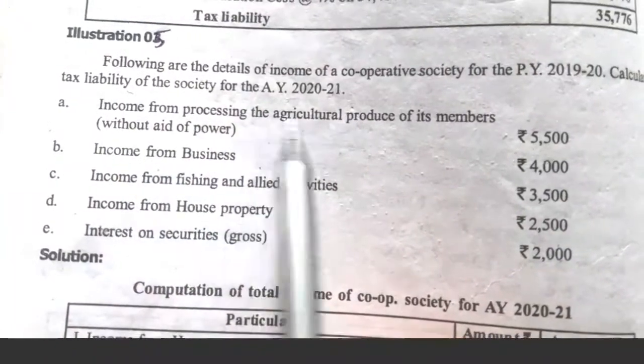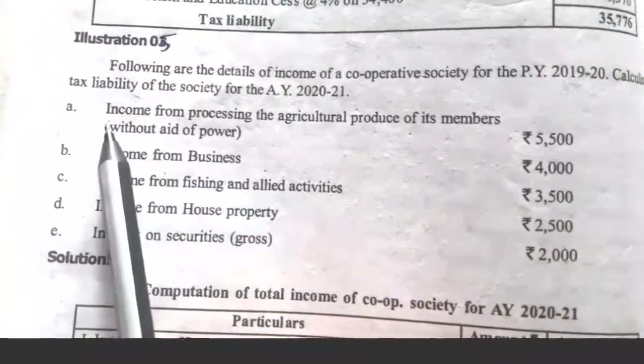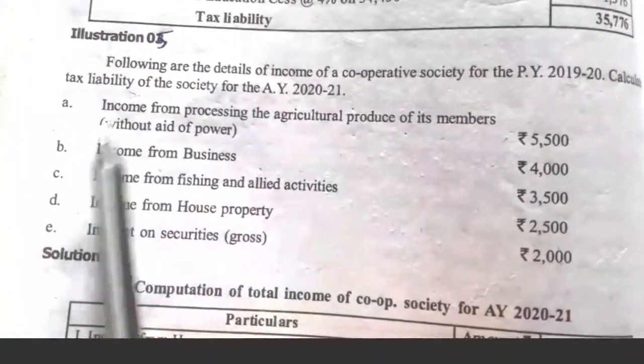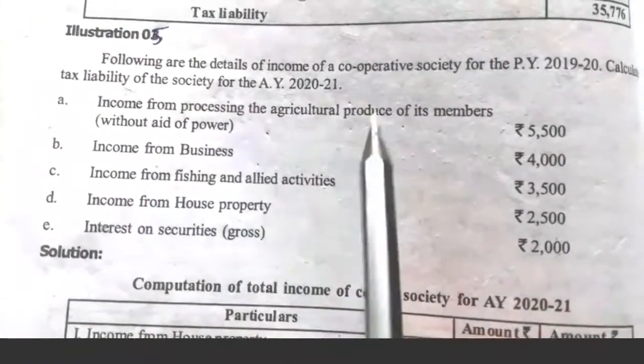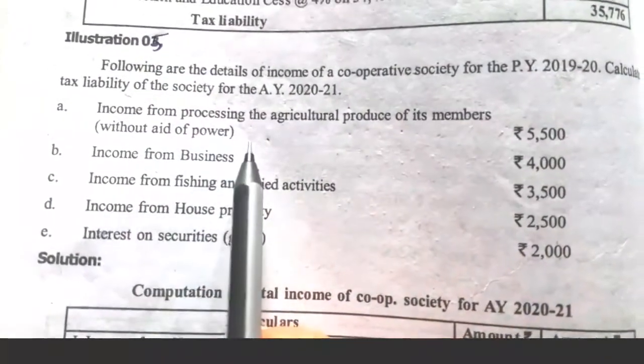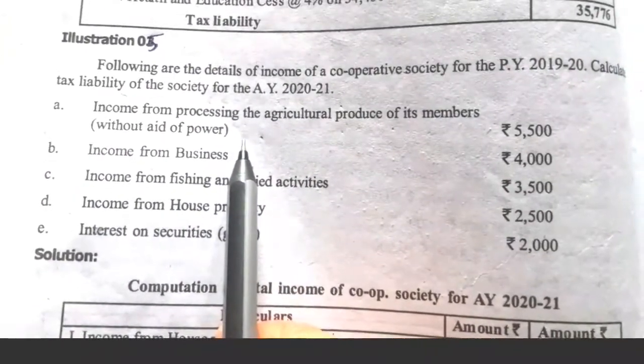Income from processing the agricultural produce of its members without the aid of power. Processing the agricultural produce is a business. So the income received from processing the agricultural produce of its members is a business income. We have to take it under the head Section 28, business income.